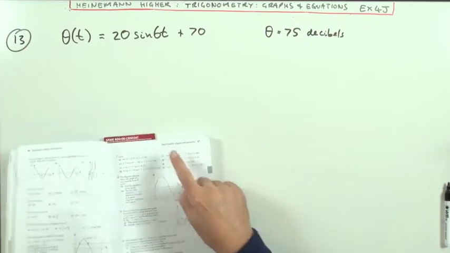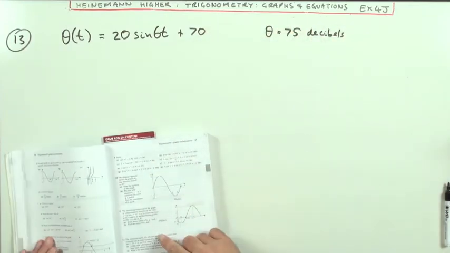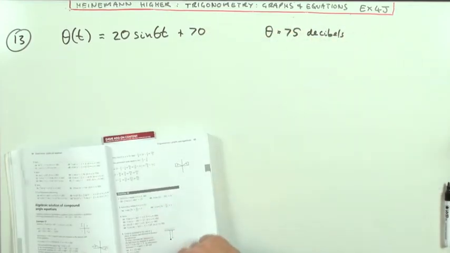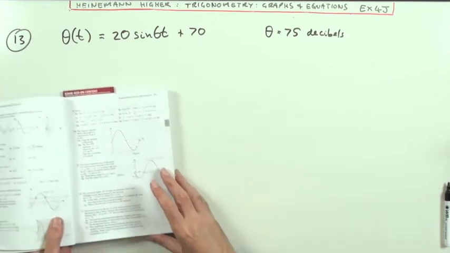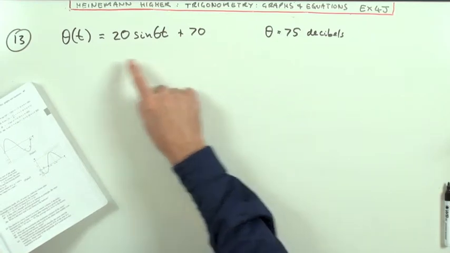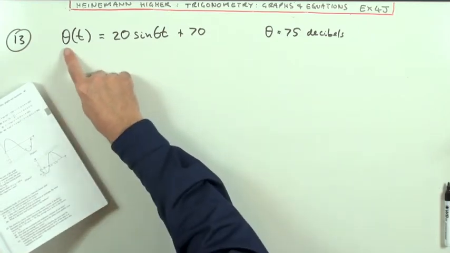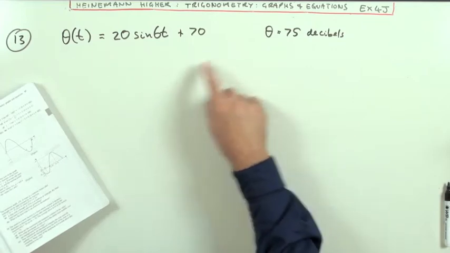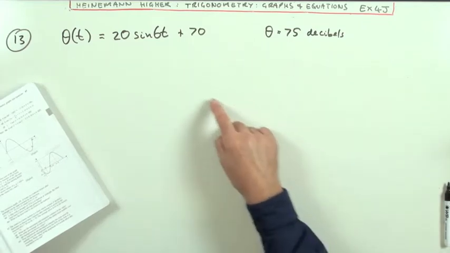Heinemann Higher, Chapter 4, Trigonometry, Graphs and Equations. Next, exercise at the end, J number 13. It's describing a siren's volume in a factory, where theta is the volume measured in decibels. Ambient noise in the factory is 75.